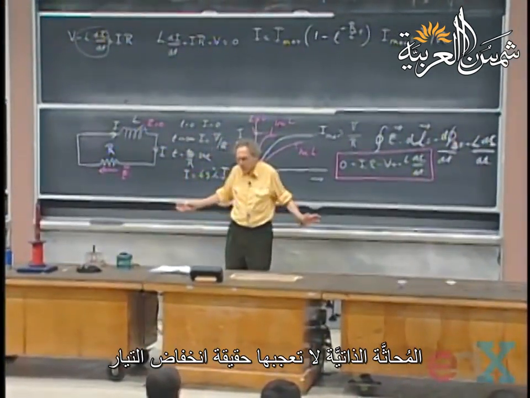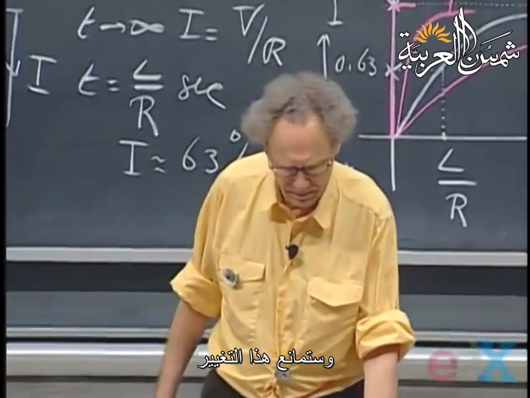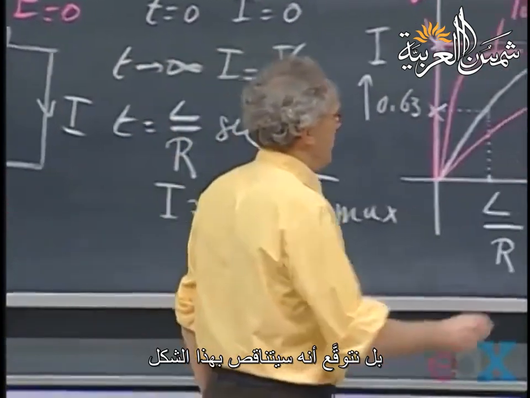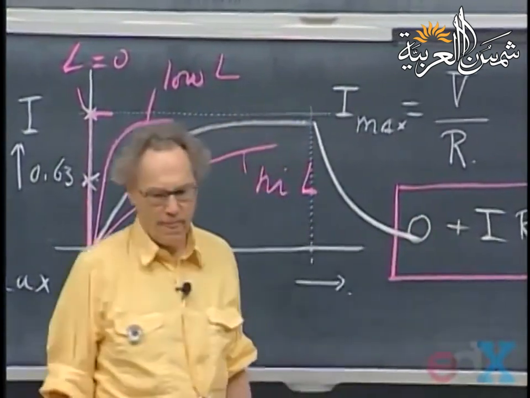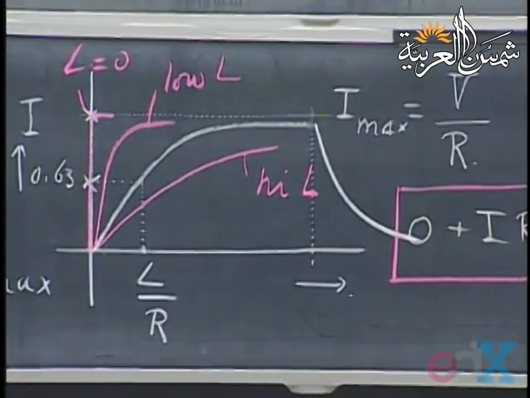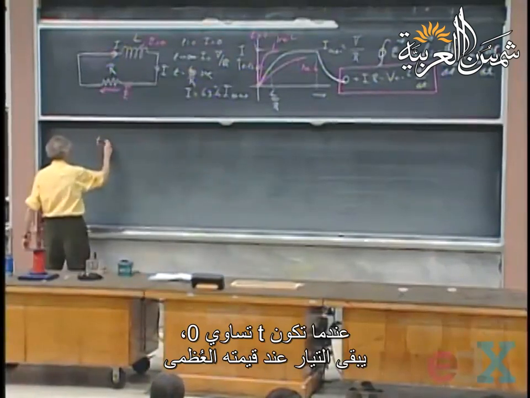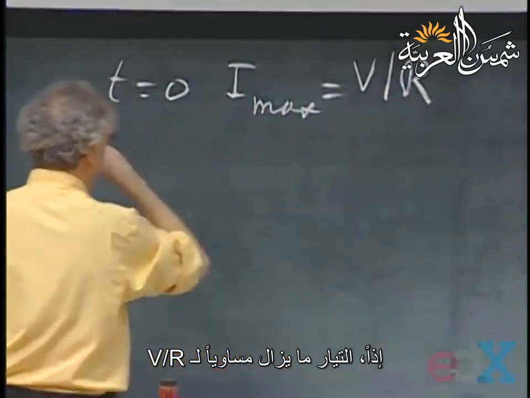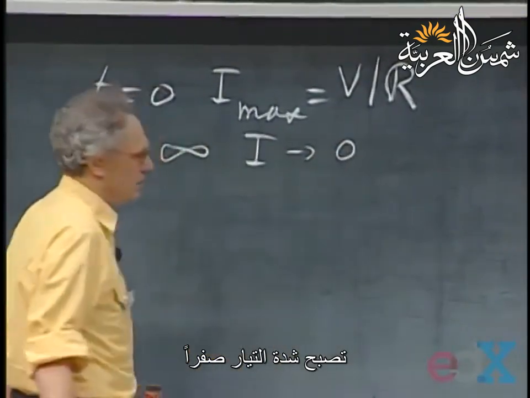Well, the self-inductance doesn't like the fact that the current is going down, so it's going to fight that change. And so you expect that the current is not going to die off right away, but that the current is going to go down sort of like so. And when you wait long enough, at t equals 0, the current is still maximum, so it's still V over R, but when you go to infinity, if you wait long enough, then of course the current has to become 0.